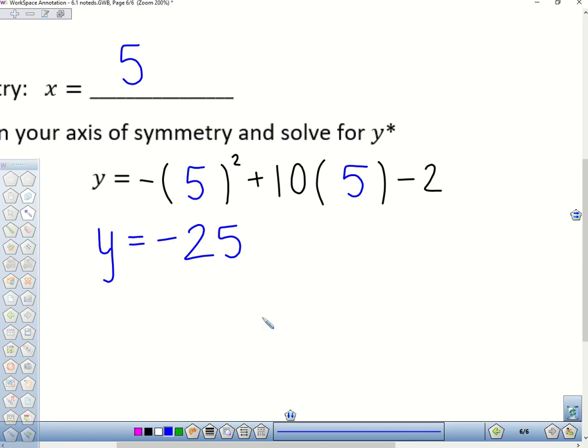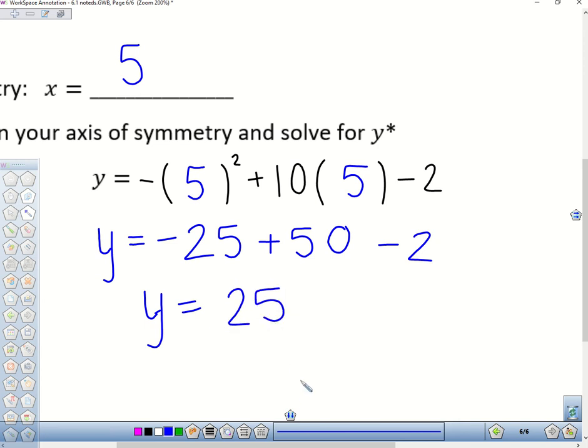And then what is 10 times 5? 50. And then we bring down the -2. Why is everybody out of their seats, guys? So then y equals, what's -25 plus 50? It would be a positive 25, because that's the same thing as 50 minus 25. Then 25 minus 2 equals 23.